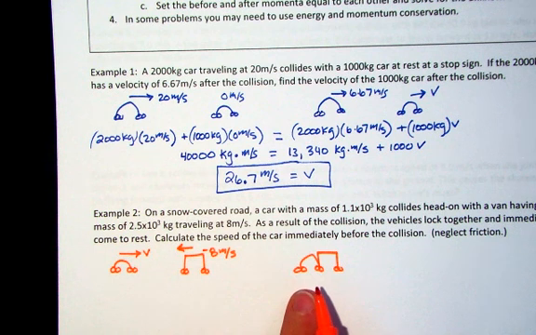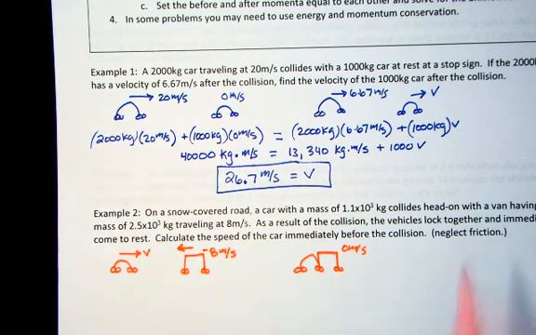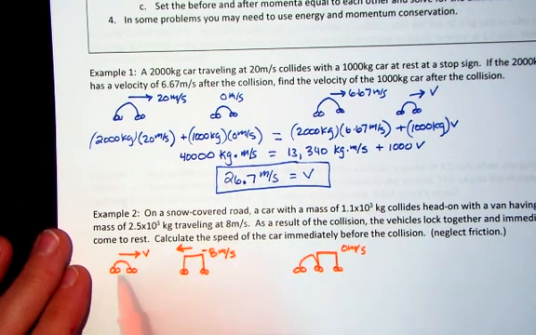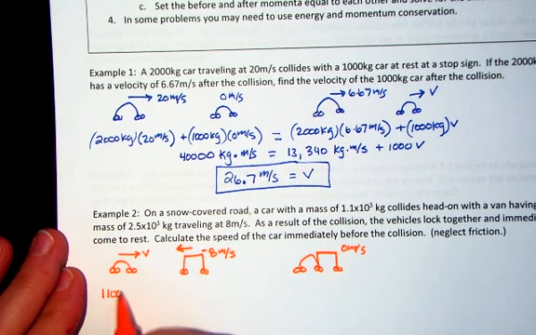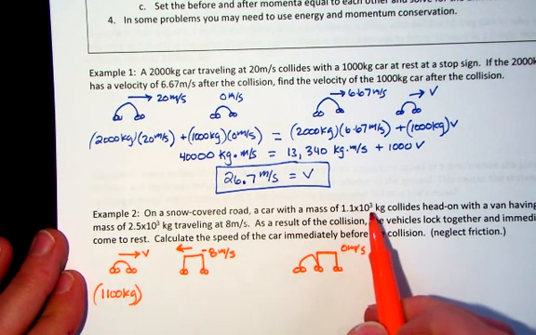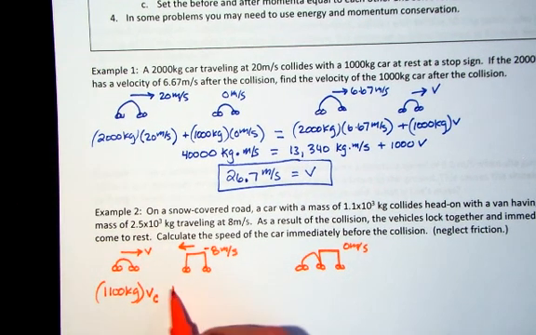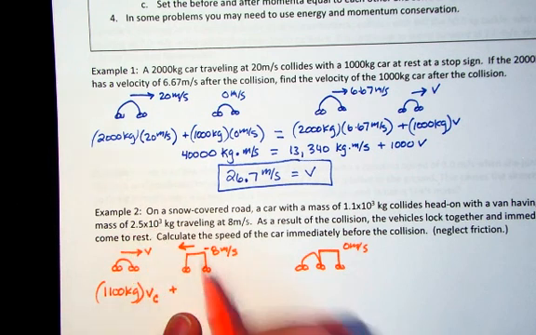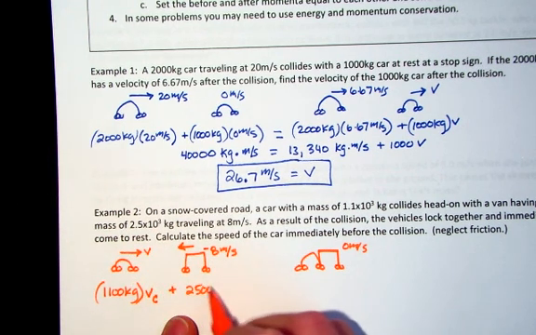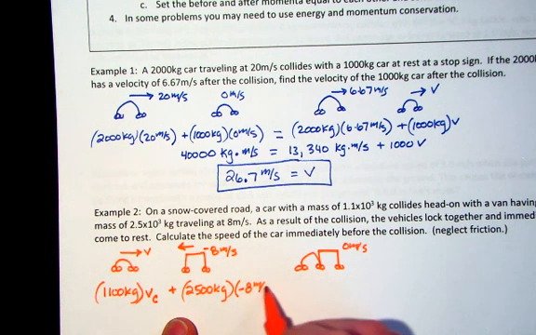Now let's see, what else do we have? They immediately come to rest. So here, this is 0 meters per second. So we go through. So I have mass. This is going to be 1,100 kilograms because this is in scientific notation, so we're just moving the decimal 3 times. And then that's times V of the car plus the mass of the van, which is 2,500 kilograms, times negative 8 meters per second.